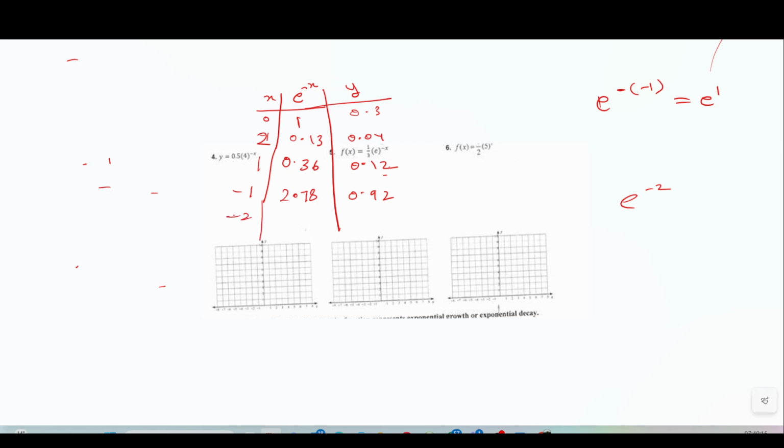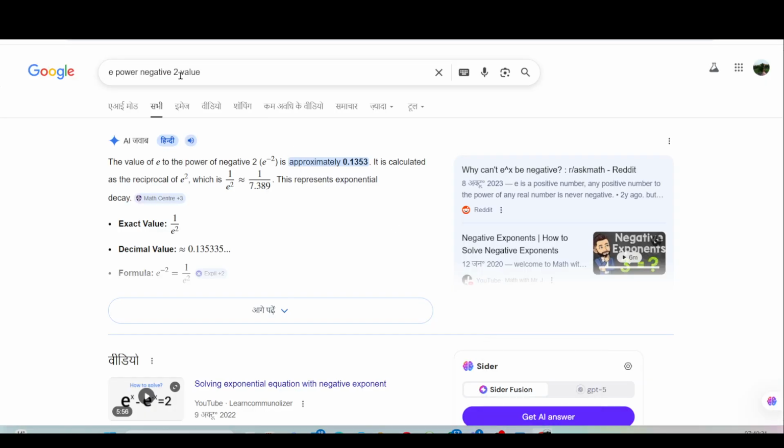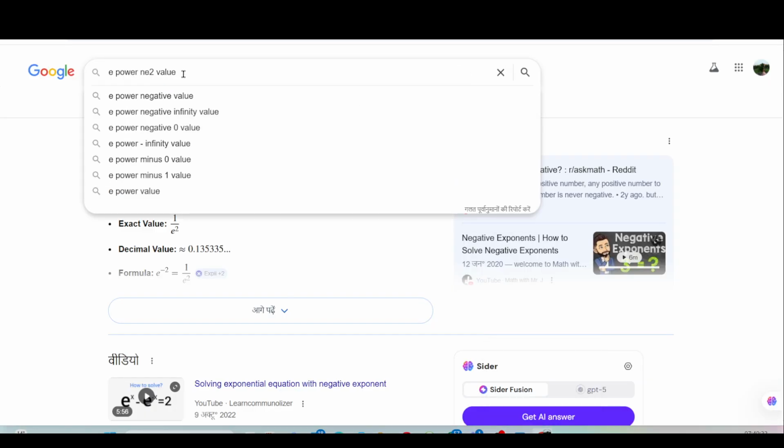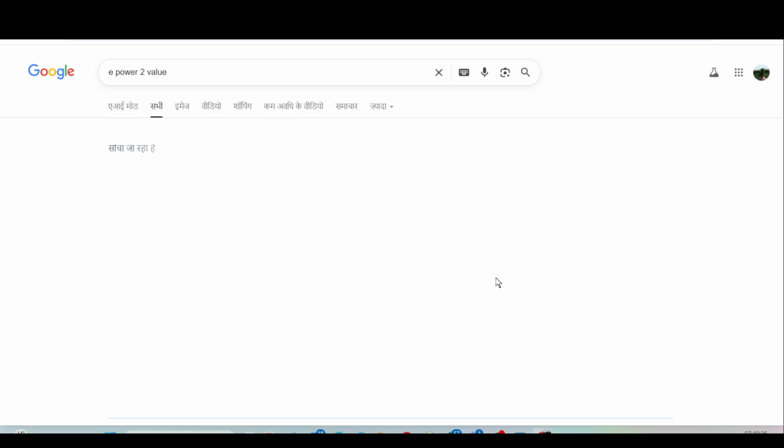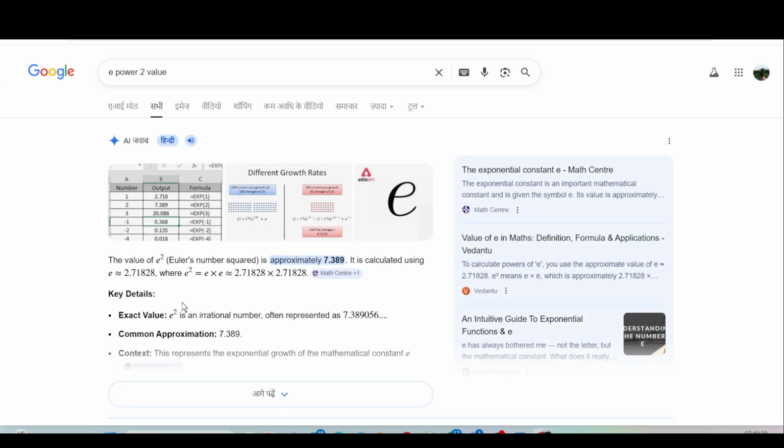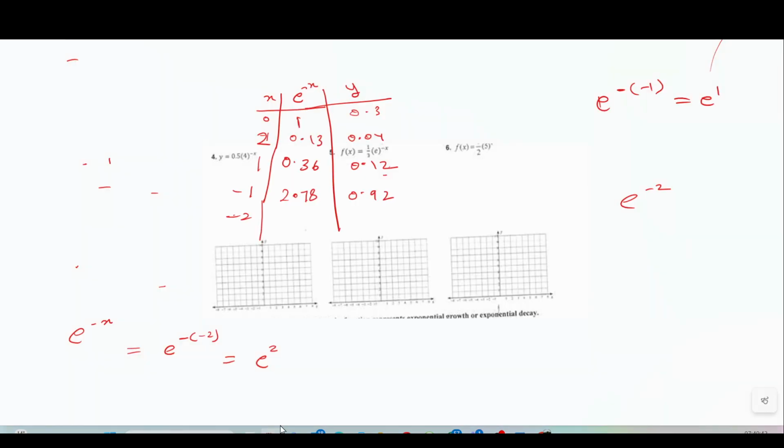So e to the power negative 2. The function is e to the power negative x, right? Yeah. So there is a negative sign. We put negative 2, so negative negative gives us positive 2. Now let's check the value of e to the power positive 2. If you put the negative 2, that would be wrong. So it is 7.38. So -2, but then there is one third. One third. Oh, my bad.